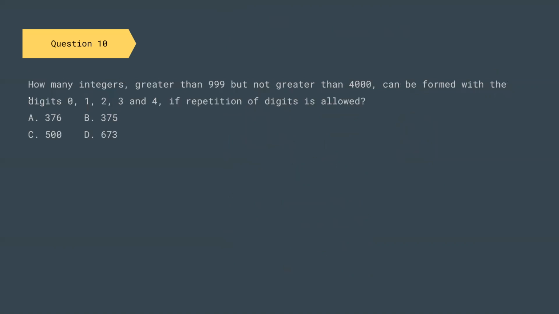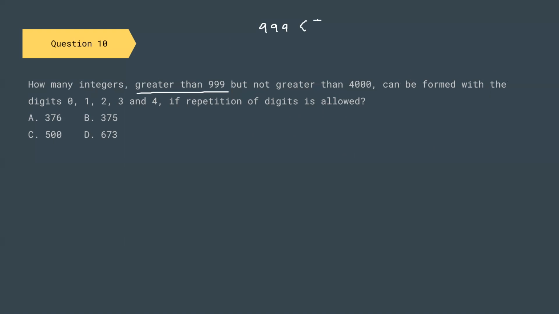This is an interesting question again. There is a little trick associated with this question, so most of the students get it wrong. I chose this question because of this particular trick. So let us understand the question. How many integers greater than 999?